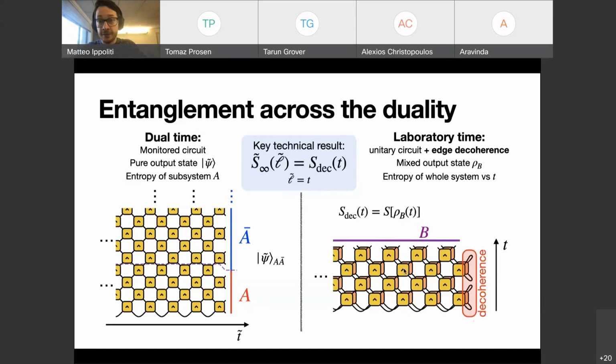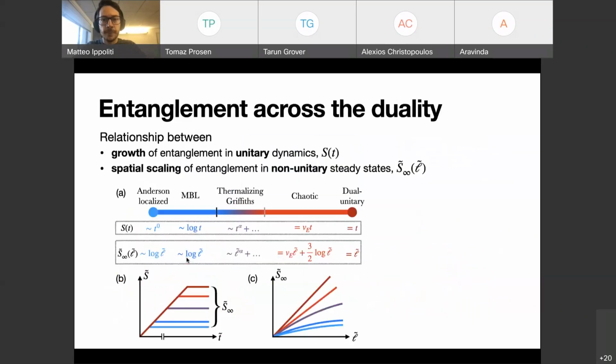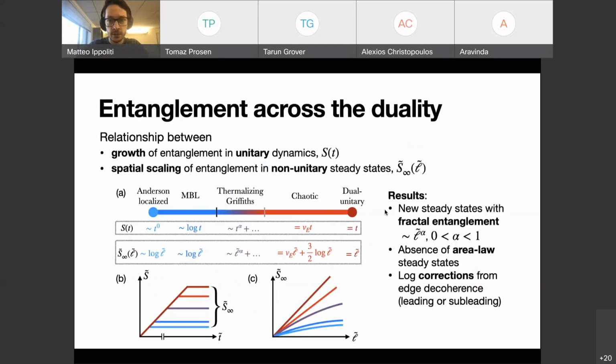So this is a powerful identity that lets us use various techniques that have been developed for unitary circuits in this slightly more complicated problem with a twist of decoherence here at the edge, and lets us use those methods to learn about the entanglement scaling of the dual state. Okay, with this tool in hand, we can go back to the question that we had earlier of dualizing all of these regimes of entanglement from growth in time to scaling in space, and we obtain this set of answers, which I'm going to quickly walk through.